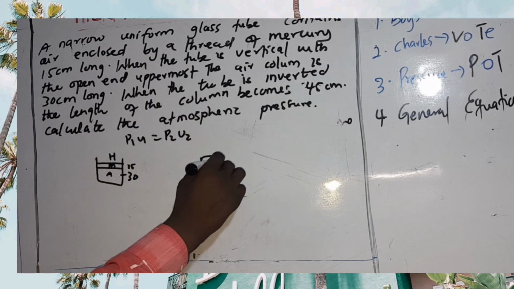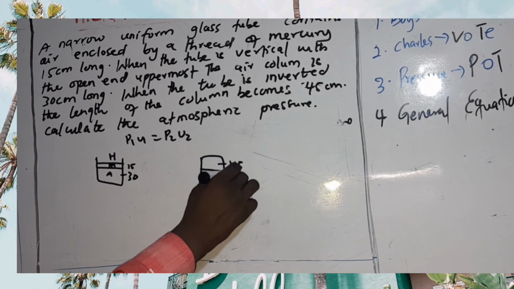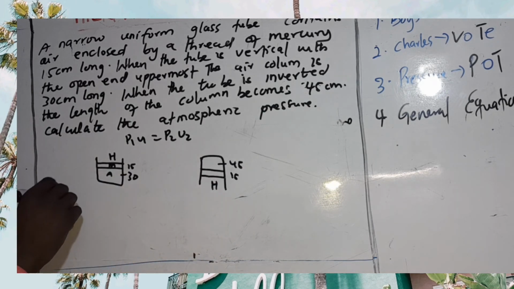The air column now is 45. And the sealed mercury is still 15. The atmospheric pressure, we don't know. We have to find the atmospheric pressure. So let's get the initial pressure P1.